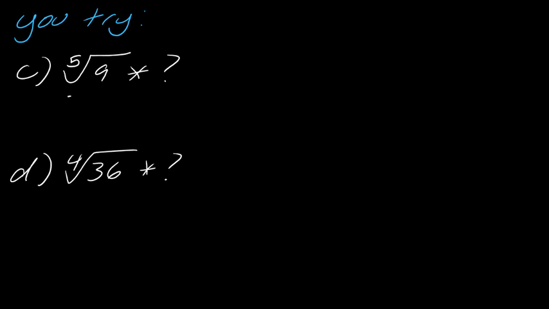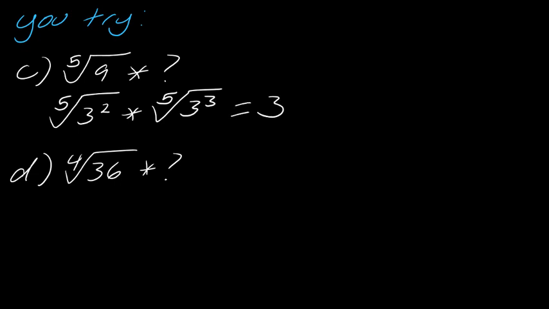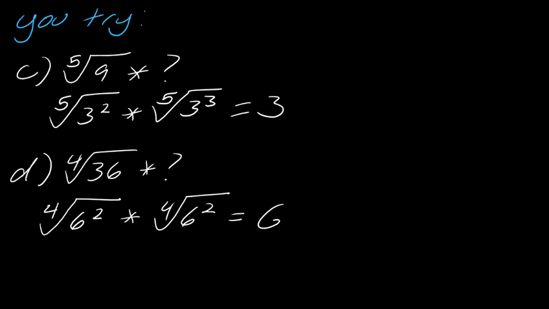So for C here, this is really the 5th root of 3 squared. So 3 is what I'm trying to get to here. So I have to multiply this by the 5th root of 3 cubed. So I need 3 more powers of 3, and that will ultimately equal 3. Now for this last one, I've got the 4th root of 36. So again, I write that as 6 squared. I see that I've got 2 powers of 6. That means I need 2 more powers of 6, and then that will ultimately get me back to 6. So this is your goal here, to always think of these things in their exponential form.